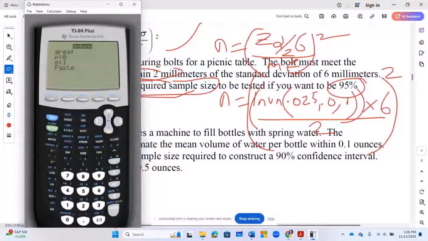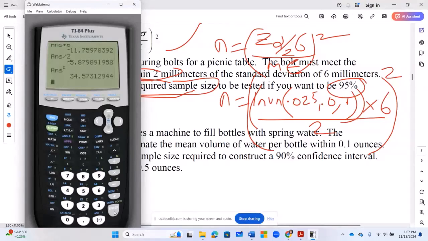The area to the left is 0.025. The mean is 0, standard deviation is 1. I am going to paste and get an answer. Then multiply that answer by standard deviation, which is 6. I get an answer. Divide by 2. I get an answer. Then square that answer. So this is the sample size.